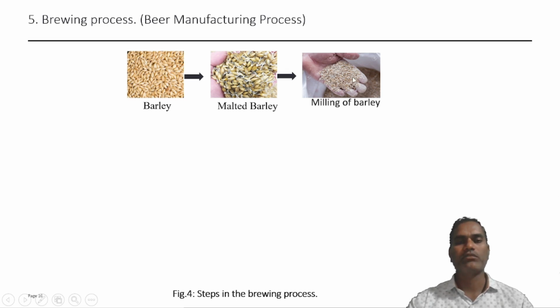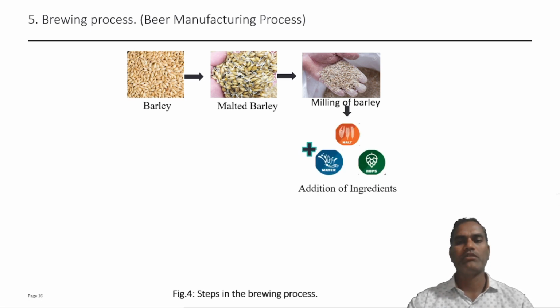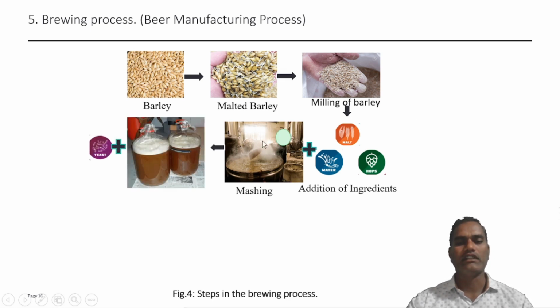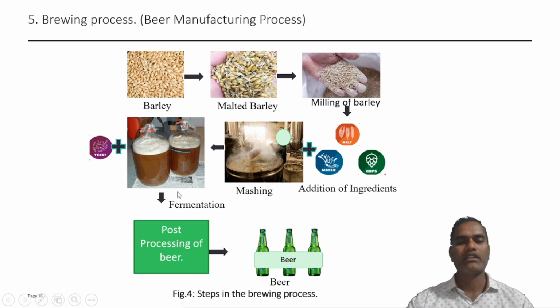Then after that, the milling process converts it into coarse flour, maybe using hammer mills or roller mills. Then the addition of the other ingredients, which involves the addition of water and adjuncts, then the addition of the hops, then the mashing process, in which the enzymatic conversion is discussed in detail in the next point. Then the fermentation process by addition of the yeast, after which we get the beer, which requires proper post processing treatment and finally packaging.